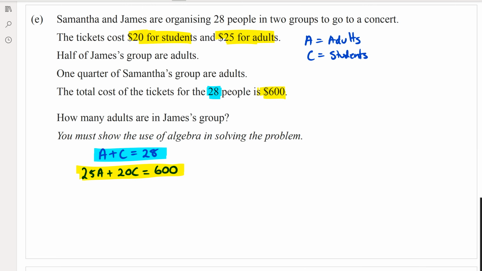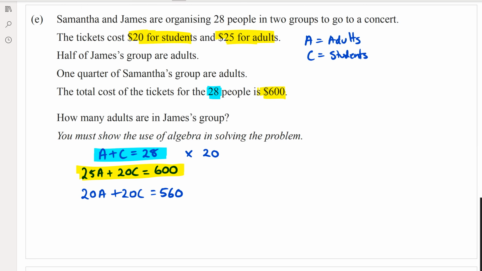So we've got this first simultaneous equation that we actually need to work out. I want to eliminate C. So I'm going to take the first blue equation and multiply it by 20. When I do that, I'm going to get 20A plus 20C equals 28 times 20, which is 560.